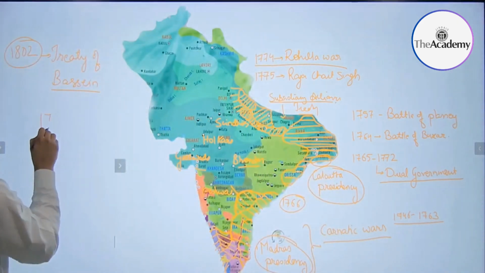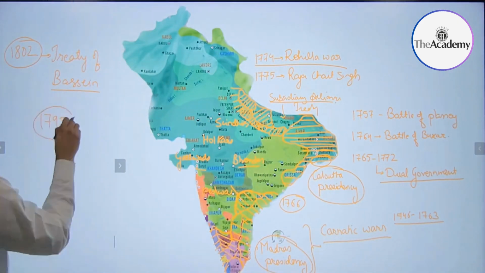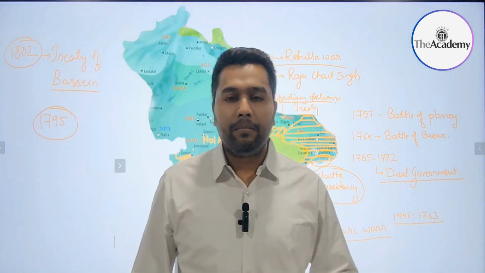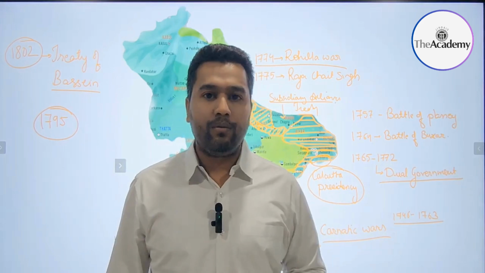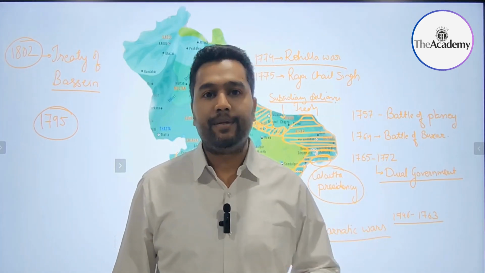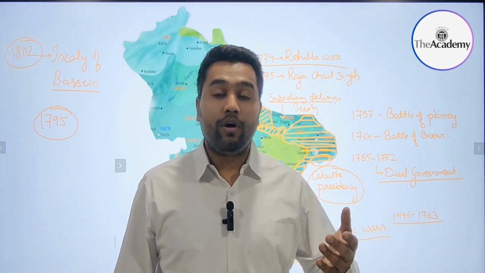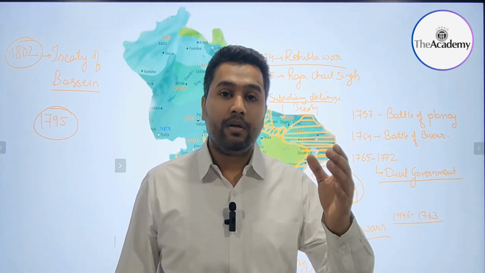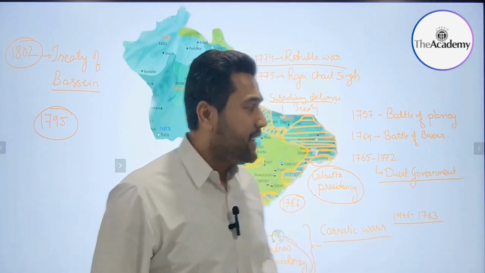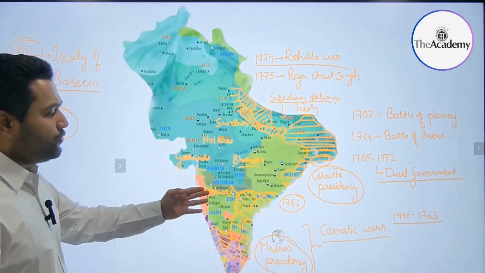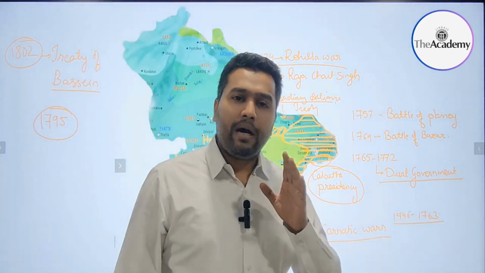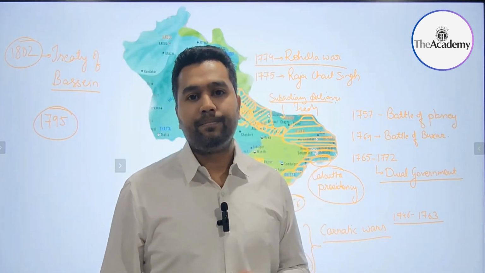In 1795, Peshwa Madhav Narayan Rao, the successor to Peshwa Narayan Rao, will commit suicide because of the high-handedness of Nana Fadnis. In 1795, Bajirao II will become the Peshwa. Now, Bajirao II was a weak Peshwa.